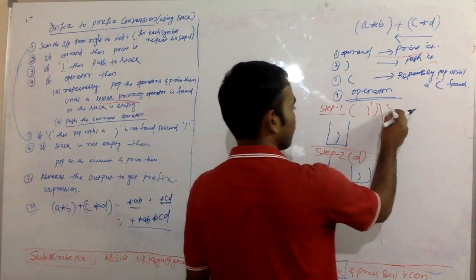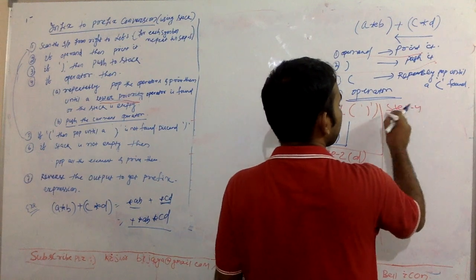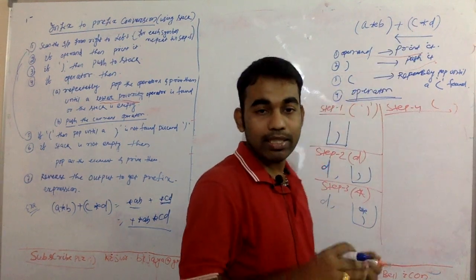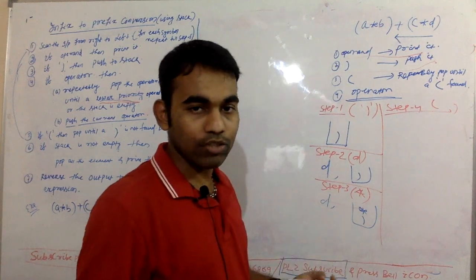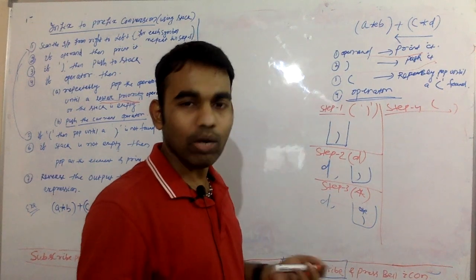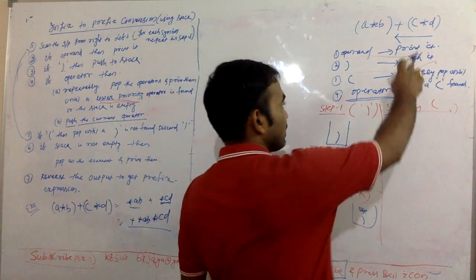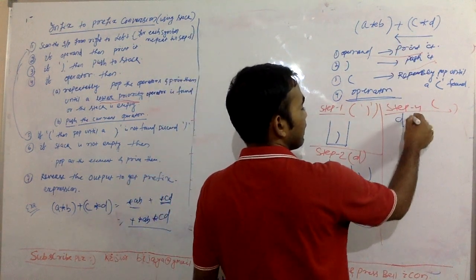Now let's go for step four. Step four means the next symbol. What is the next symbol? Can you tell me? Next symbol is C. C is a what? It is an operand, right? So if an operand is coming, then what we need to do? We need to simply print it, right? Earlier it was D, now there is a C. So the output will be D and C.